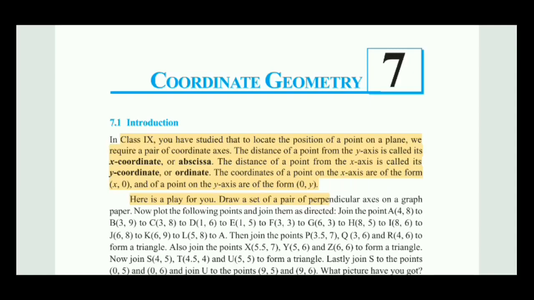Now, before we start, you will see a mind map of what we have to do in this chapter, coordinate geometry. In the center, the name of the chapter is written, and in the very first step, you will see the meaning of coordinate geometry: the study of algebraic equations on a graph.